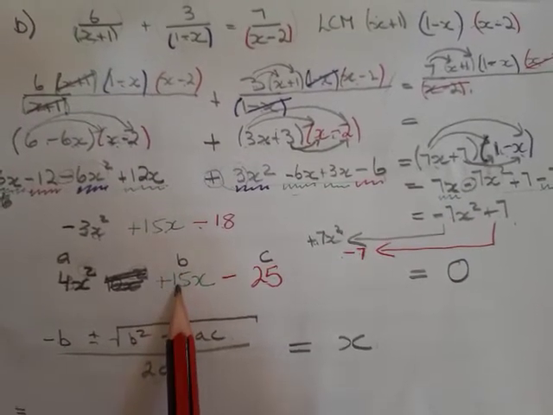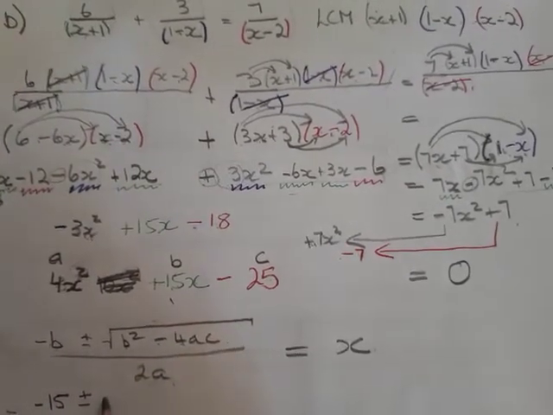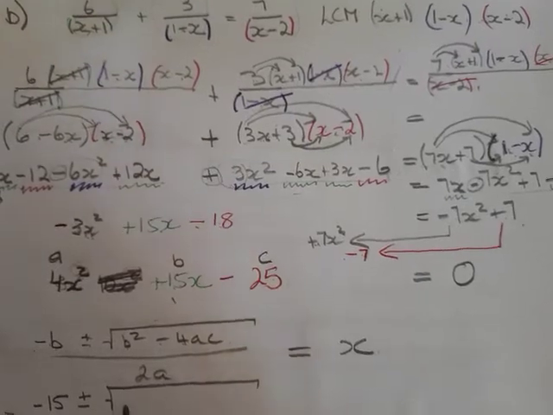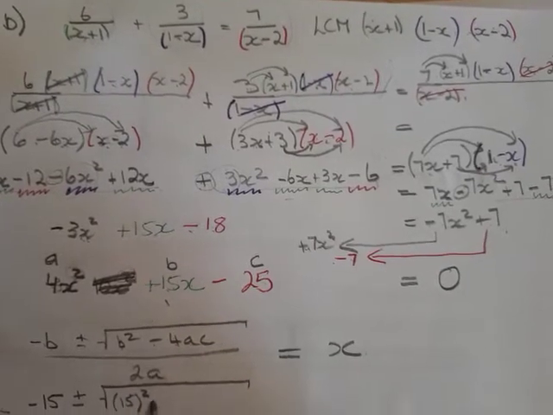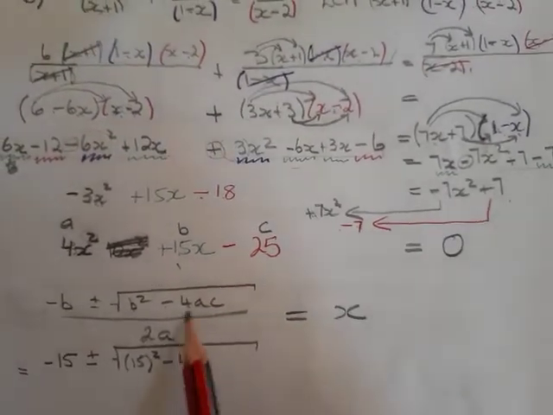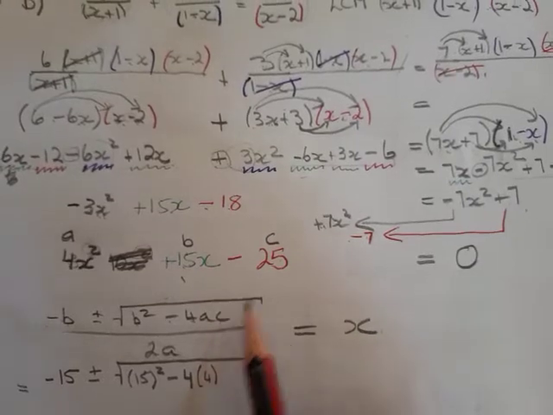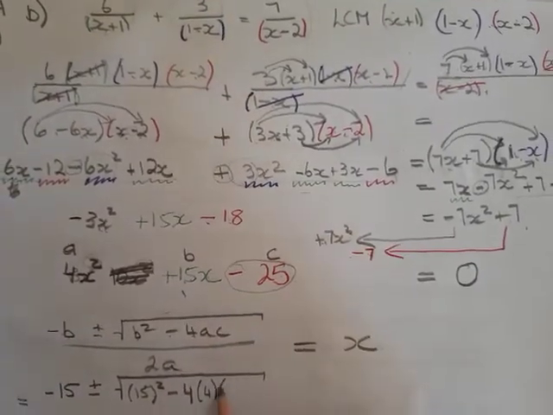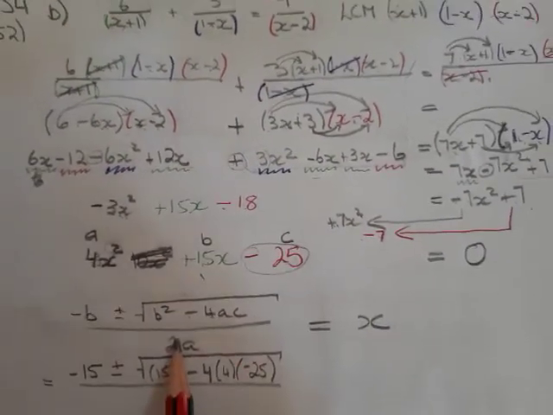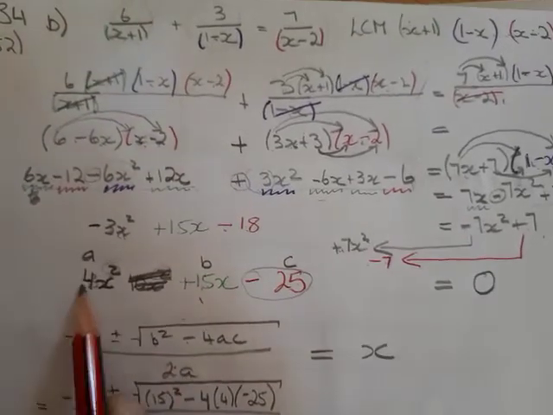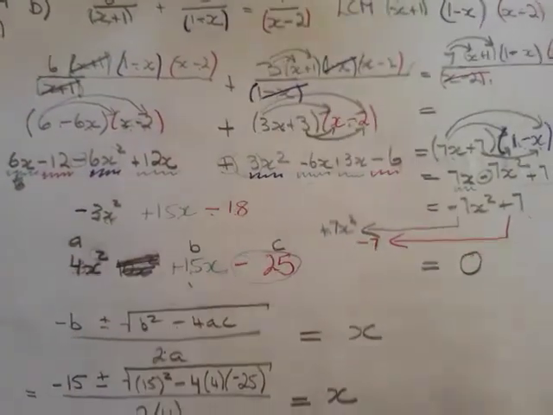We have b being 15, so it is negative 15 plus minus the square root of b squared, again b is 15, square that, minus 4, then instead of a we will write another 4, and instead of c we will write negative 25, over 2, and then a again is 4, so we will put a 4 there. This is equal to x.